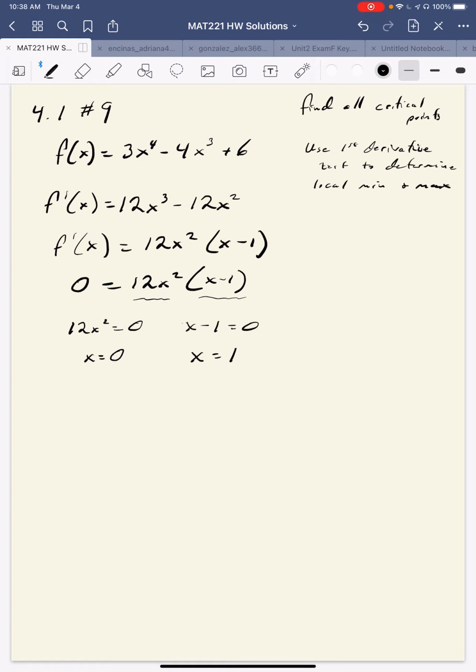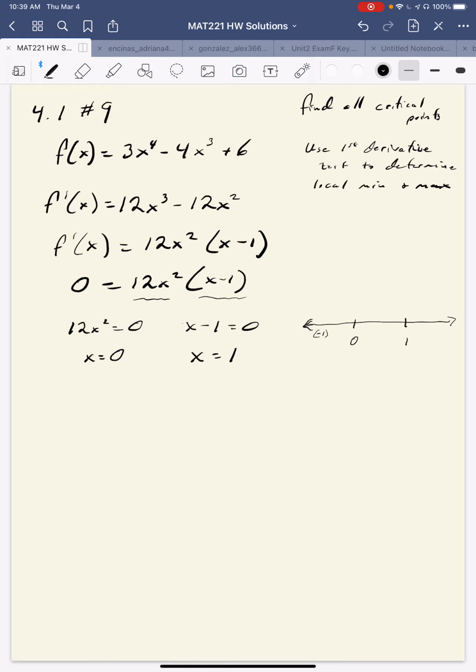Now it asks us to use the first derivative test to determine whether these are local mins or local maxes. The first derivative test tells us to sketch out a little number line and put your critical points on that number line, 0 and 1, and see what's going on with the derivative in the intervals before and after each of those critical points. So when x is some value less than 0, we can even plug in -1.